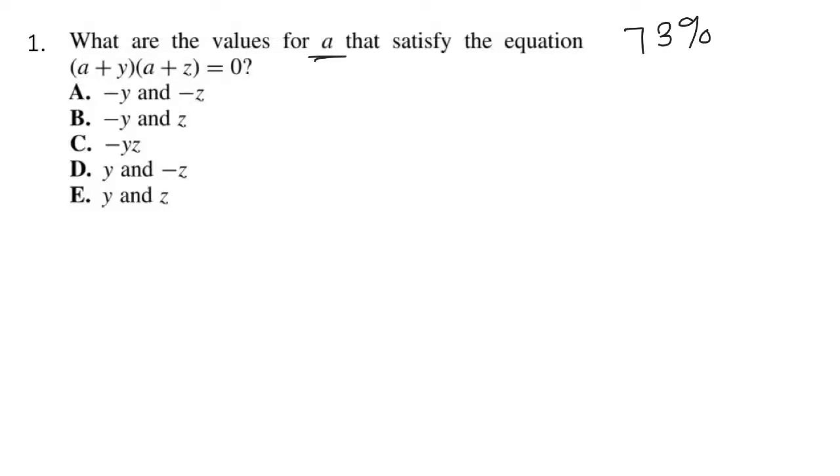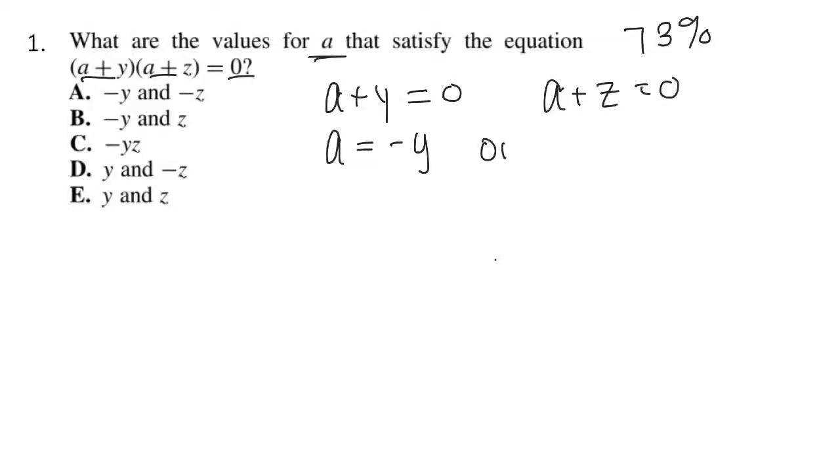So this is like a factoring problem, and it has been factored. And so if these two things are multiplied together and you get 0, then either A plus Y has to equal 0, or A plus Z has to equal 0. And if you finish solving this, then you see that A has to equal negative Y, or A can equal negative Z. So that means the right answer choice should be A.